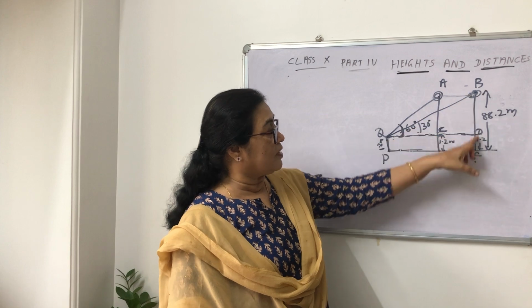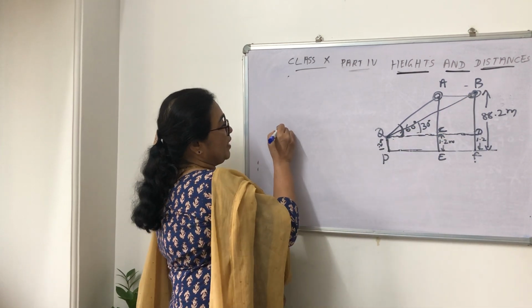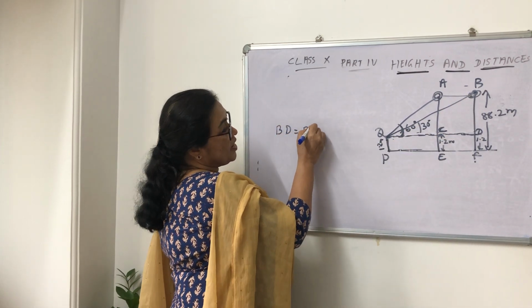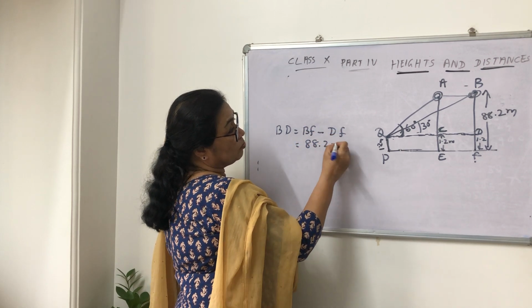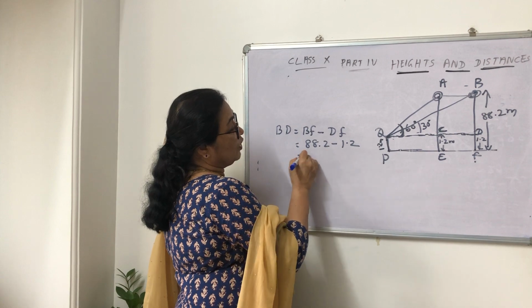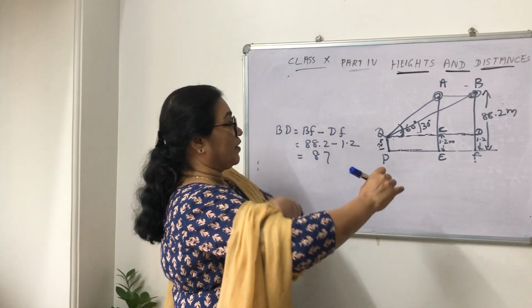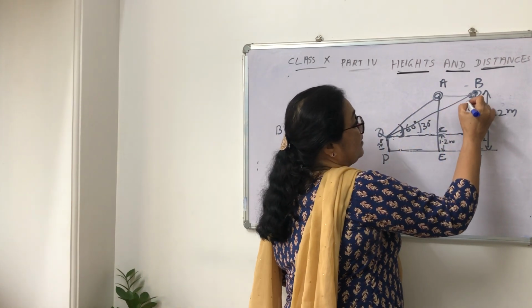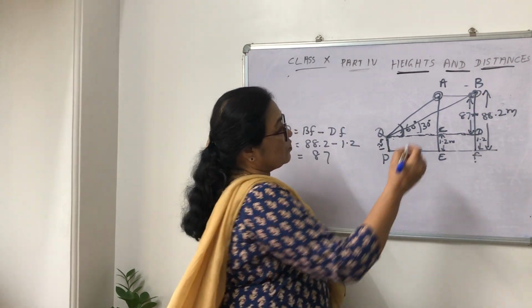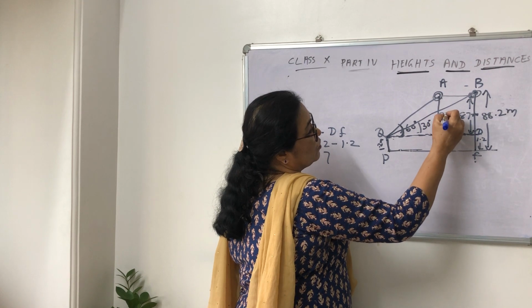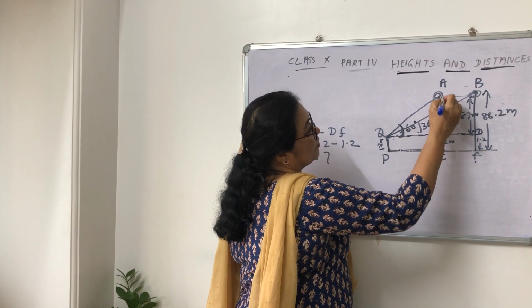Therefore, what is this BD? BD is equal to BF minus DF. That is 88.2 minus 1.2, equal to 87. So this height is 87 meter. In the same way, this is also 87 meter.